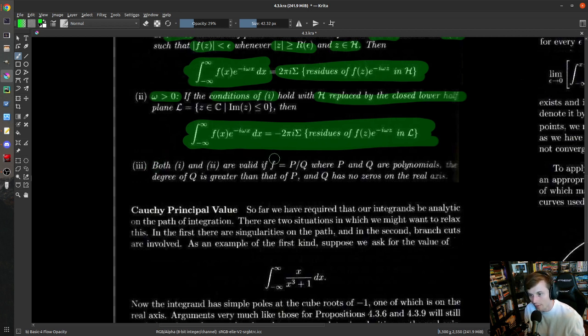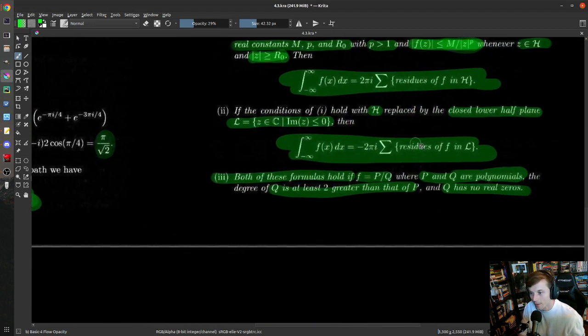Both these situations are valid if f is p over q, where p and q are polynomials. The degree of q is greater than that of p, and q has no zeros on the real axis. Notice this is slightly different than the previous situation, where q was of degree at least 2 greater than that of p, and q had no real zeros.